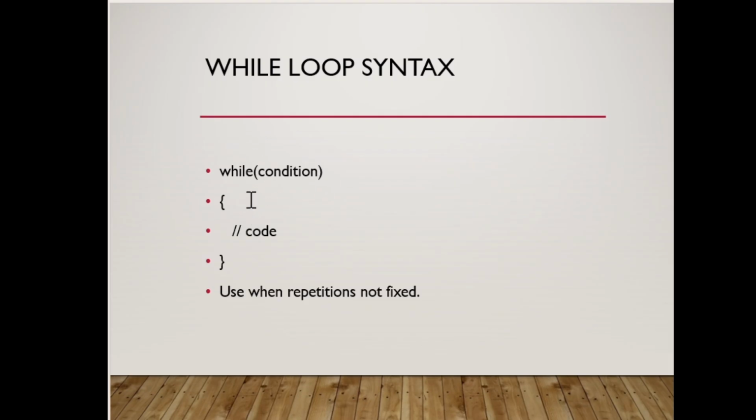While condition, curly brackets, code. Used when repetition is not fixed. The loop will continue as long as the condition is true. Once the condition becomes false, the loop automatically stops. Let us look at an example of while loop.